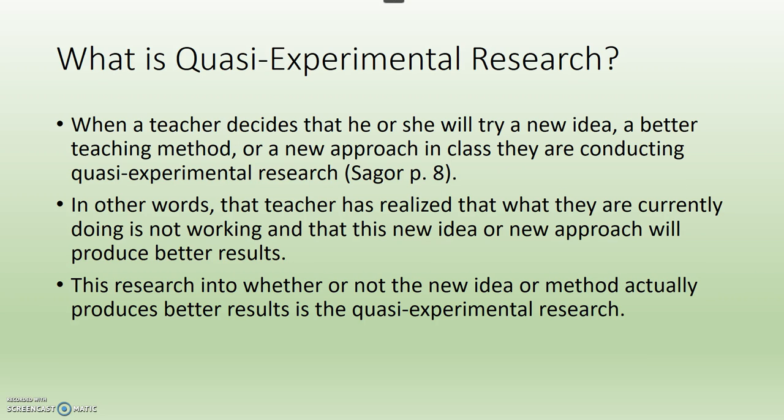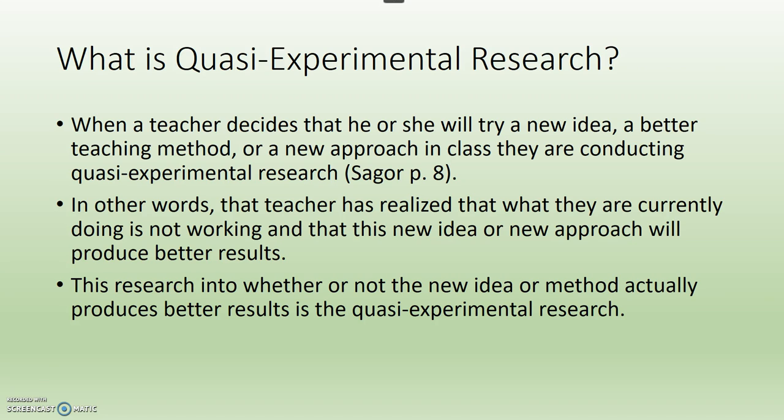So basically, the first thing that's important to understand is what quasi-experimental research is. It's whenever a teacher decides that something they're doing isn't really cutting it, isn't up to par, and they decide that they want to try something new, a new idea, a better way to teach a topic, a better activity, a new approach in any way. They're going to be conducting quasi-experimental research because they understand that what they're currently doing isn't good enough or isn't getting the desired results, so they want to try something new.